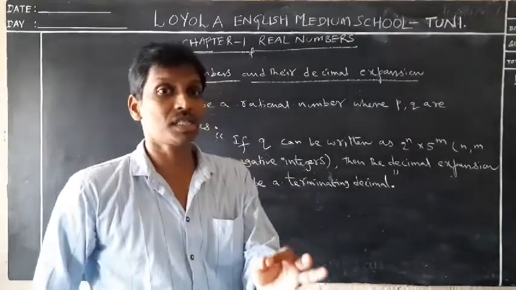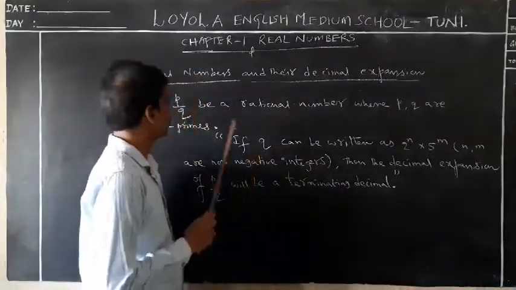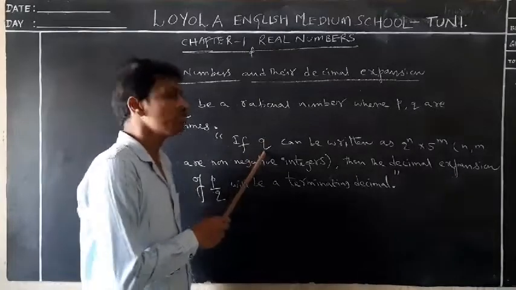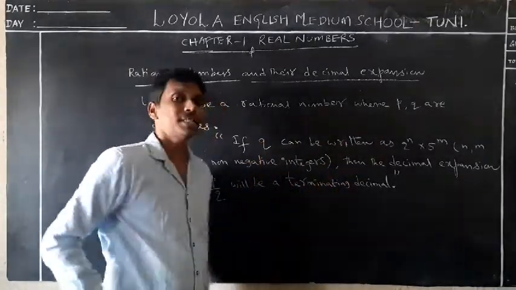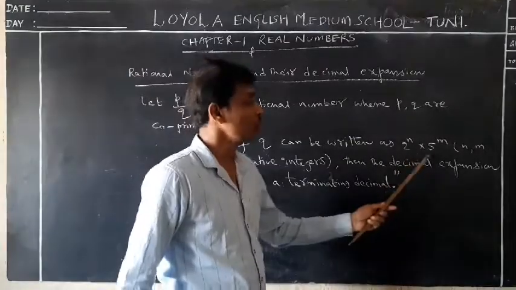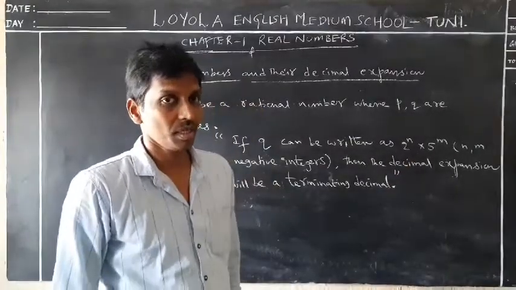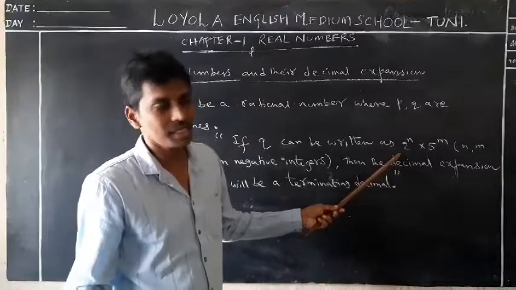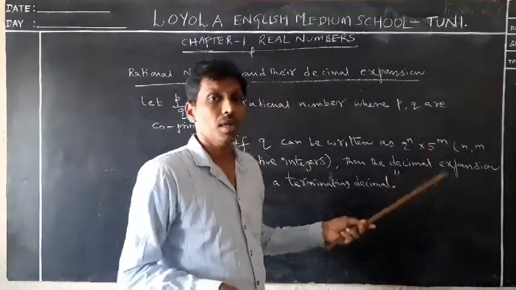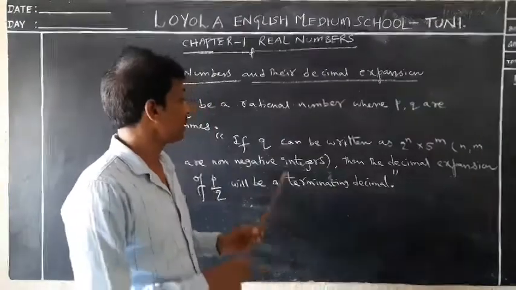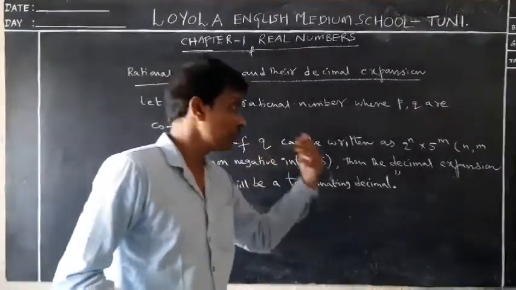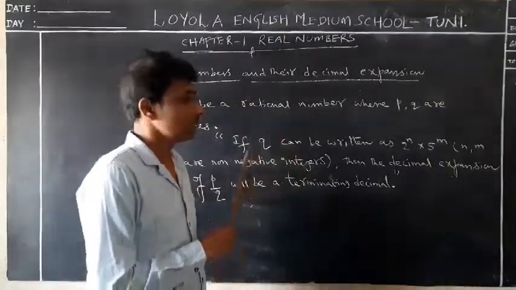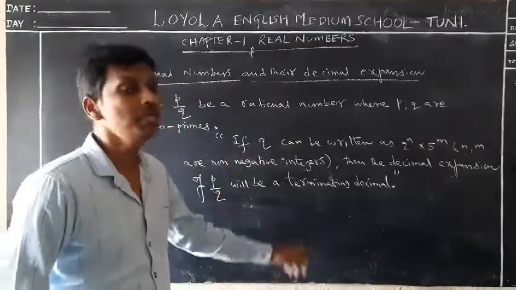Then we would like to focus on only the denominator, because if you observe p by q, q is the denominator. So for q, are we able to write it in the product form of 2 power n and 5 power n? For some cases we may get only 2 power n, or in some cases only 5 power n, or in some other fractions the denominator we may write as the product of 2 powers as well as 5 powers. In all these conditions, the given fractions are said to be terminating decimals.